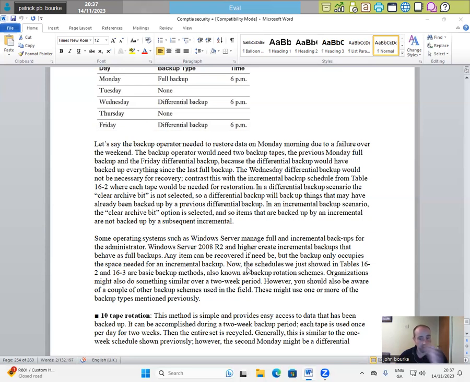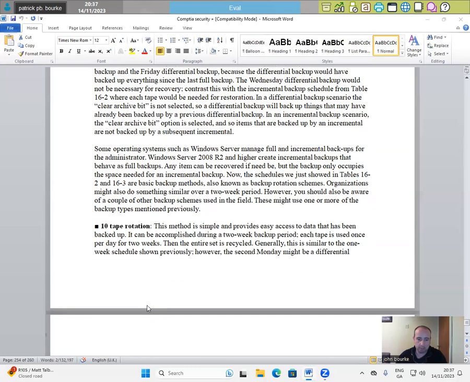Now, the schedules we just showed in Tables 16.2 and 16.3 are basic backup methods, also known as backup rotation schemes. Organizations might also do something similar over a 2-week period. However, you should also be aware of a couple of other backup schemes used in the field. These might use one or more of the backup types previously mentioned.